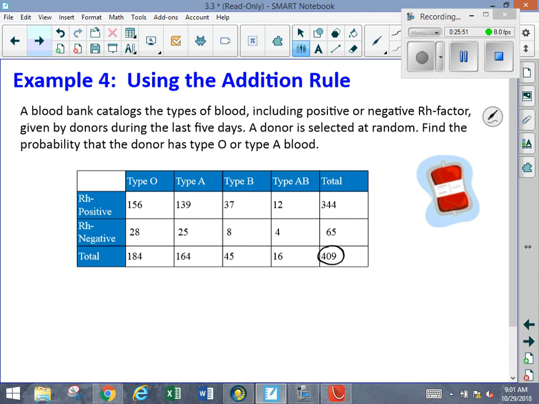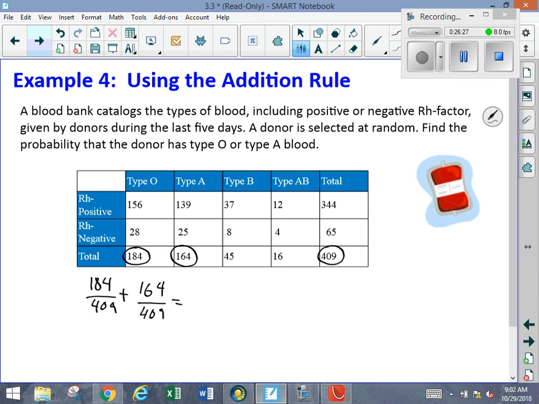It does not matter what all this Rh positive, Rh negative is, right? They've not mentioned it, right? So these are all the people that have type O blood. These are all the people that have type A blood. So what we're going to be looking at is 184 over 409 plus 164 over 409.